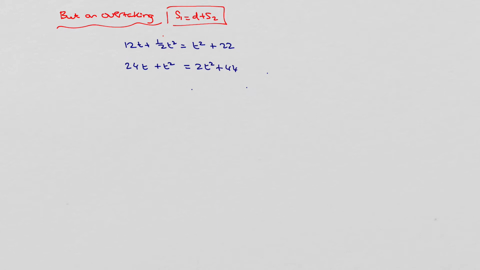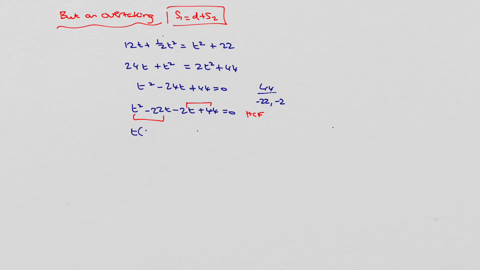So if I bring everything to one side, I'm going to end up with a quadratic equation, t squared minus 24t plus 44 is equal to 0. So factors that multiply to give us 44 and add to give us minus 24 must be minus 22 and minus 2. So we have t squared minus 22t minus 2t plus 44 equals 0. To get the highest common factor, which is t, that leaves me with t minus 22. To get minus 2 as being common, that leaves me with t minus 22.